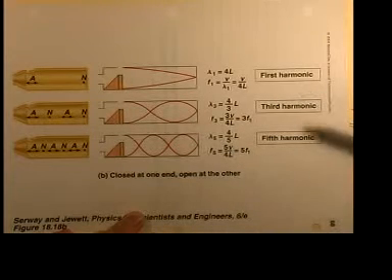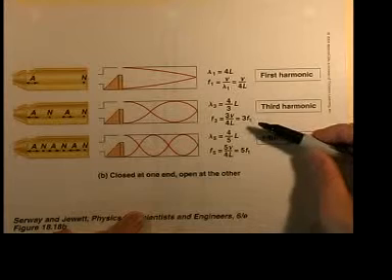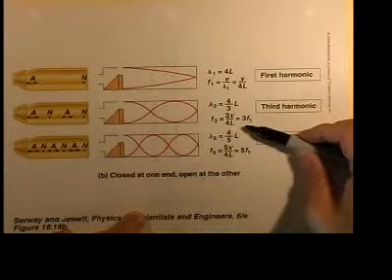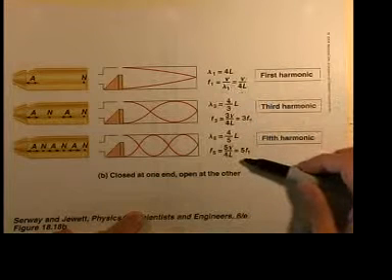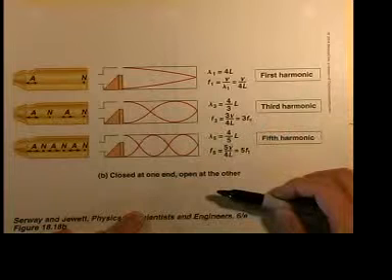And you notice the interesting thing here, just like we discussed before, the third harmonic is 3 times in frequency as the first one, and the fifth harmonic is 5 times in frequency as the first one, and so on.